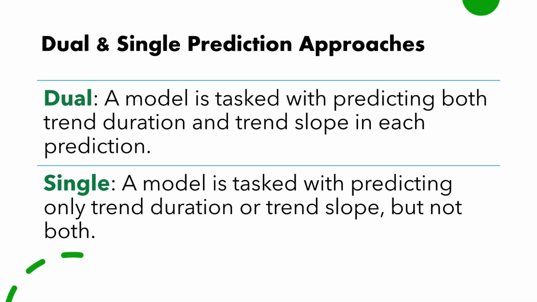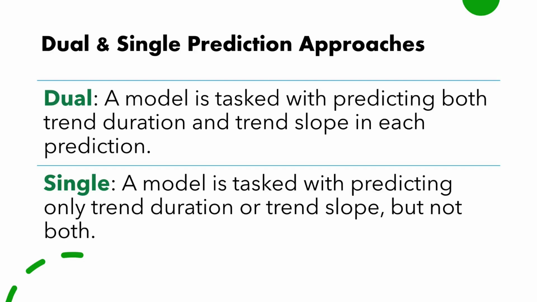We also tested 2 different approaches to making these predictions. A study which a large amount of this work was guided by used what we refer to here as a dual prediction approach, which is just to say that the model has been trained to predict a trend's duration and slope simultaneously. In other words, take in a sequence of trends and output the next trend's slope and duration.